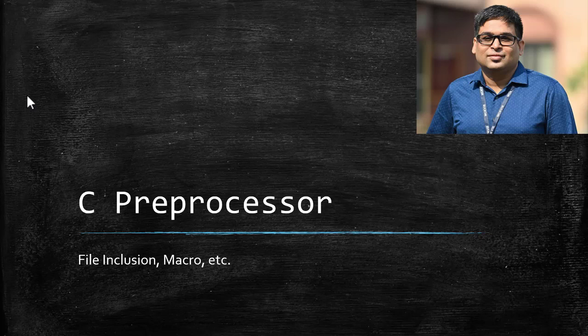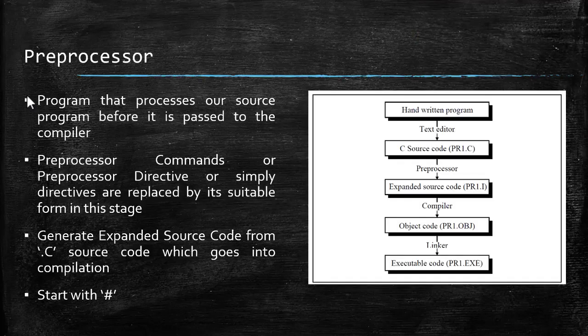Hello everyone, welcome to our lecture on preprocessors in C. In this lecture, we are going to see the 4 different types of preprocessor directives available in C language and how they work. Now, preprocessor, the term is actually self-explanatory.